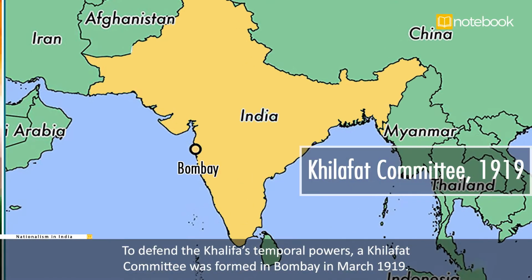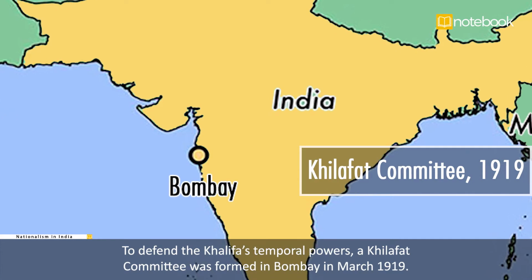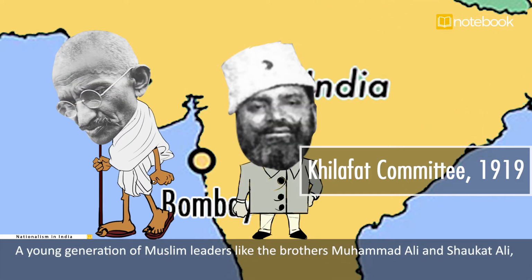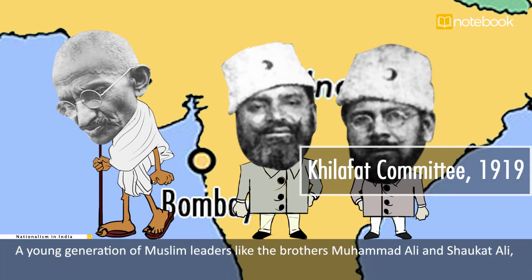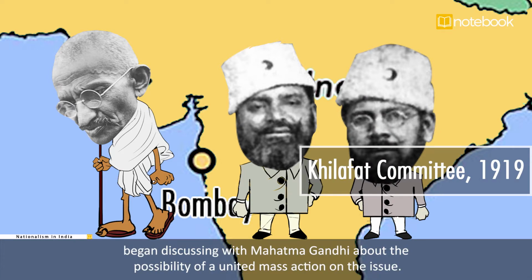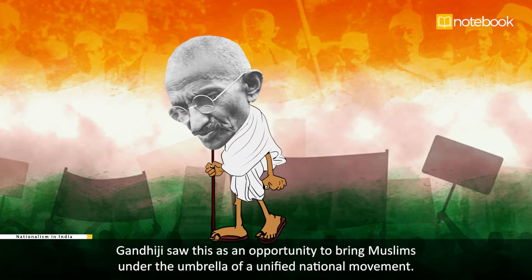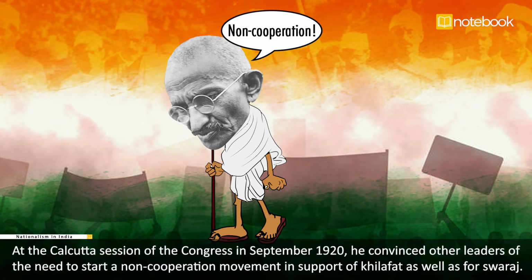To defend the Khalifa's temporal powers, a Khilafat committee was formed in Bombay in March 1919. A young generation of Muslim leaders like the brothers Muhammad Ali and Shaukat Ali began discussing with Mahatma Gandhi the possibility of a united mass action on the issue. Gandhiji saw this as an opportunity to bring Muslims under the umbrella of a unified national movement. At the Calcutta session of the Congress in September 1920, he convinced other leaders of the need to start a non-cooperation movement in support of Khilafat as well as for Swaraj.